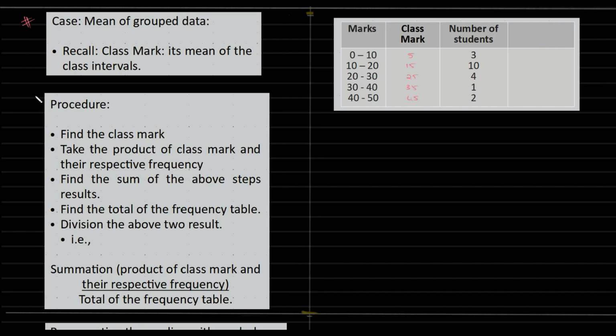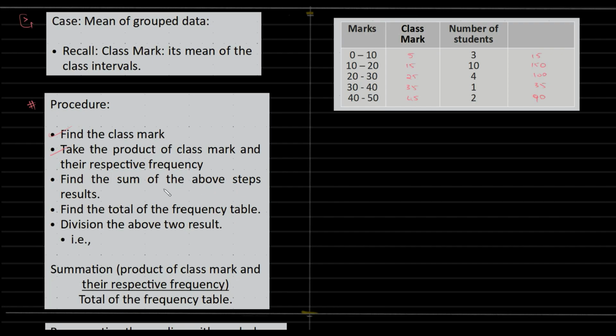Now, what is the procedure of finding the mean over here? First is finding the class mark. We did that. Take the product of class mark and their respective frequency. So for the class mark of 5, the frequency is 3 and the product is 15. 15 and 10, it is 150. 25 and 4 is 100. This is 35 and that's 90. Okay, we took the product.